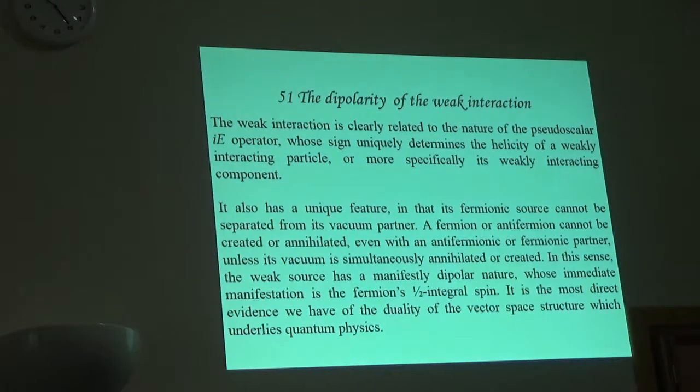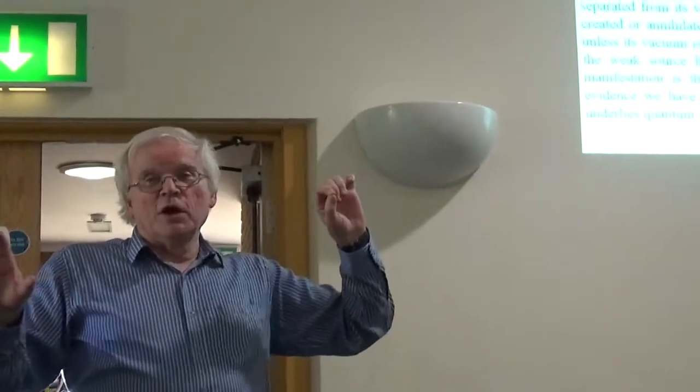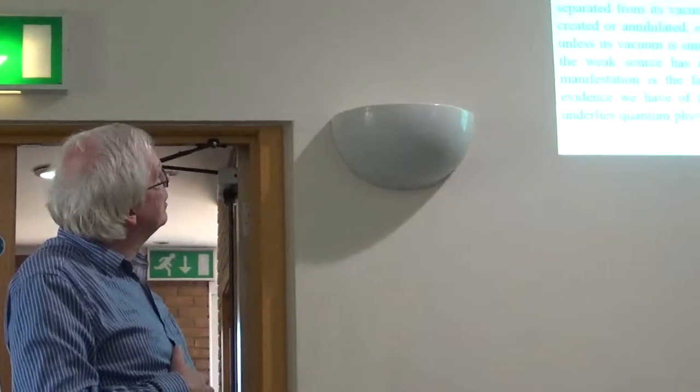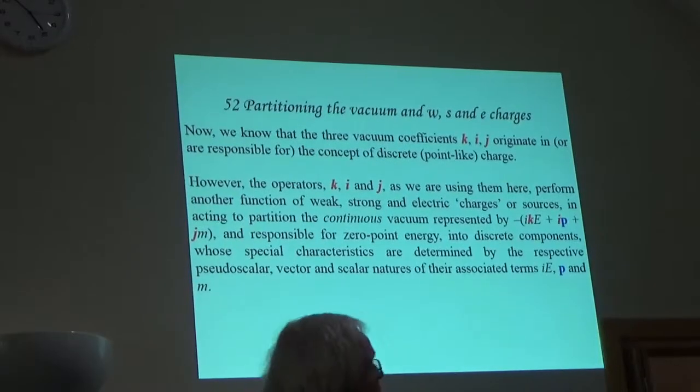And we can treat the weak aspect as a dipole. So you're saying that it's a monopole at very short distances, but then it becomes a dipole. Yeah, it's a dipole with vacuum. Okay. So it has a Coulomb term plus a dipole term of some sort. And it can't be separated from its vacuum. That's the peculiarity of the weak interaction.